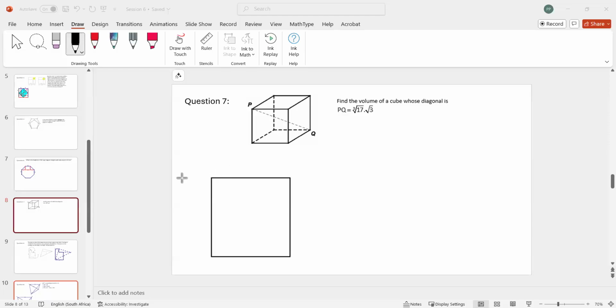Maybe I made it too large. Sorry. Right, I'm going to redraw this cube. Maybe I can use the same picture.